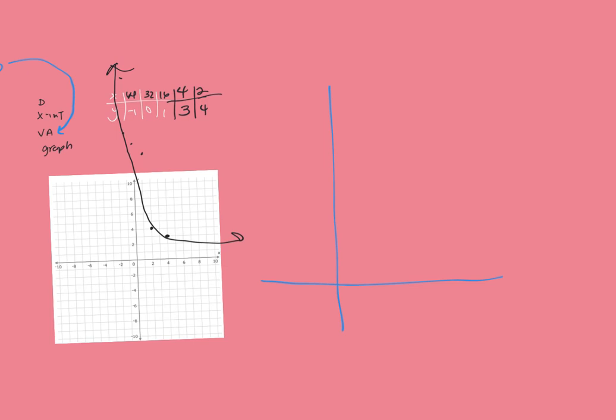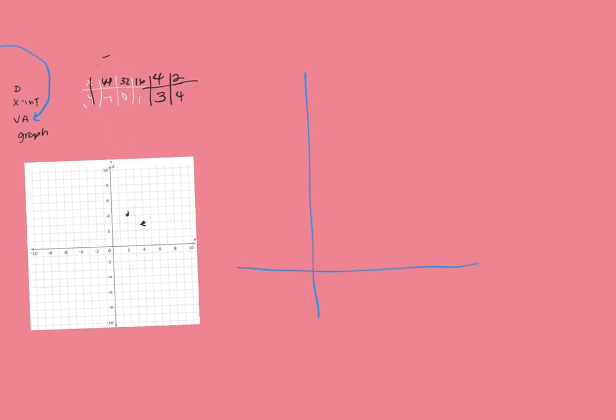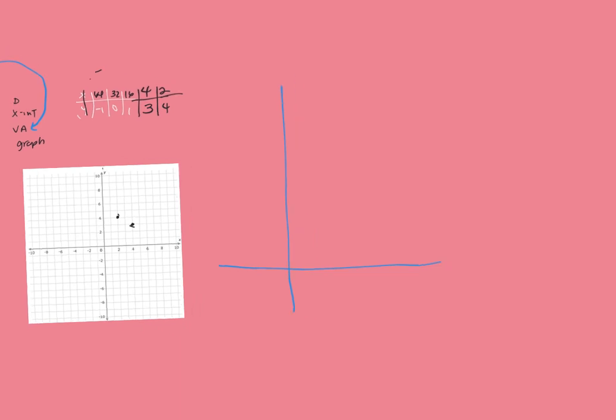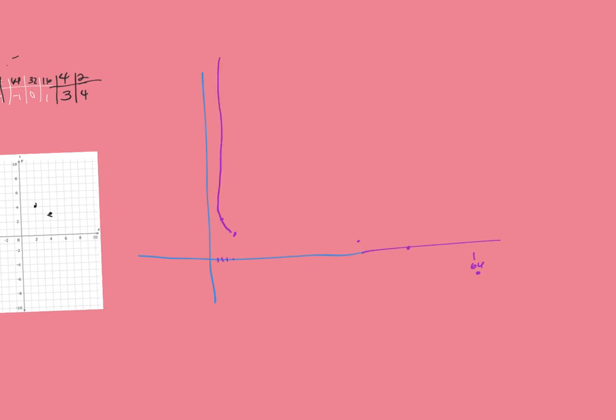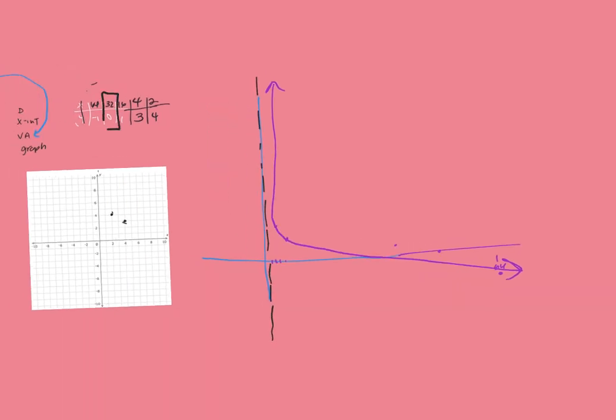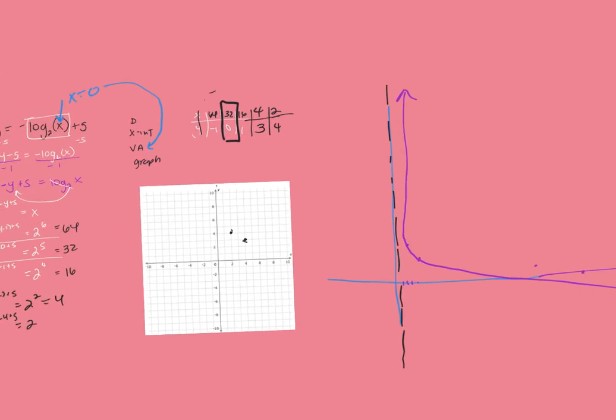Oh, I plotted that wrong. These are over here. Negative 64 would be all the way over here. Negative 1, 32; 0, 16; 1, and then 4, 3, 2, 4. So your curve is happening all the way over here. There's a vertical asymptote at 0. My x-intercept is where y is 0, so it would be (32, 0).